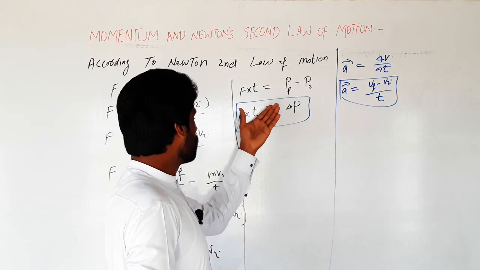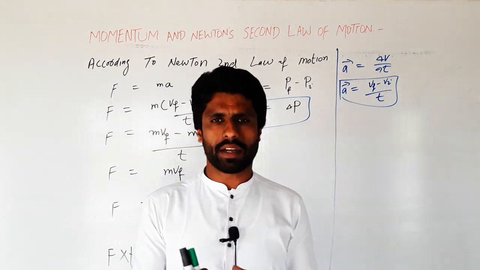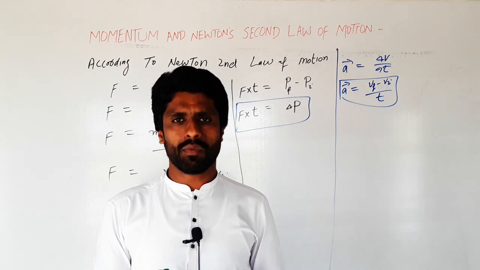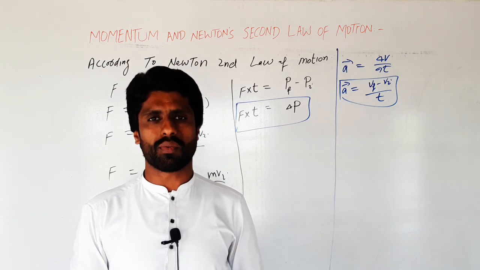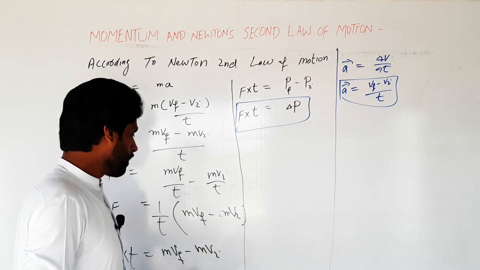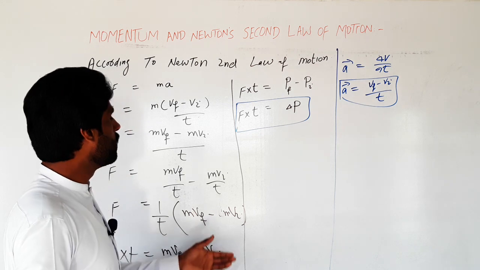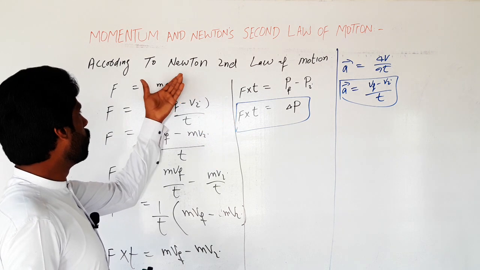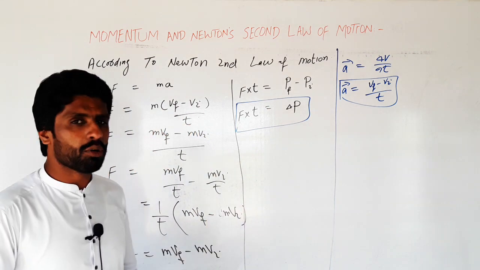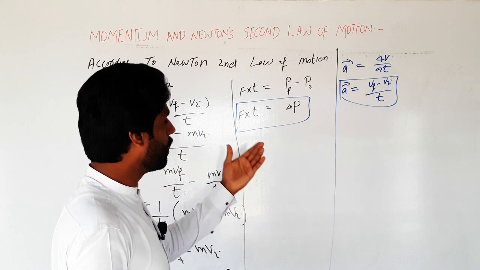It's because this relation explains easily when an object is moving and the mass of the object is varying, and how variation of the mass of an object affects the motion of the body. This relation easily explains the motion of a body with varying mass as compared to F is equal to ma, and how motion varies with variation of time and with variation of mass.